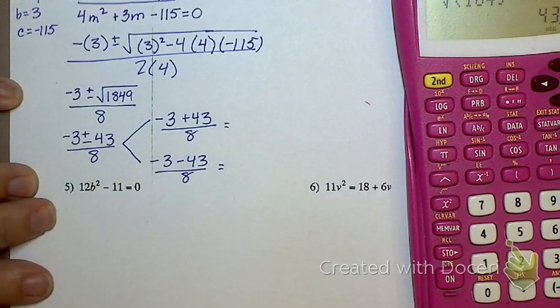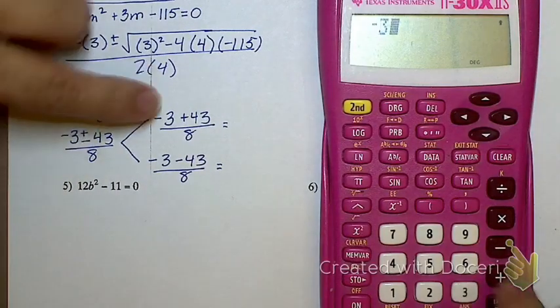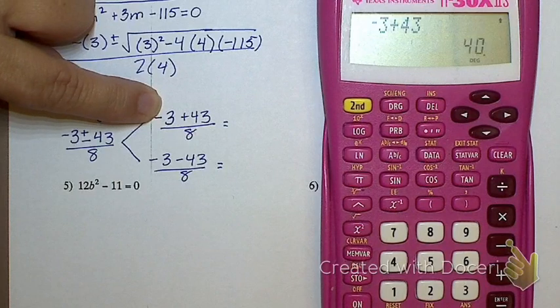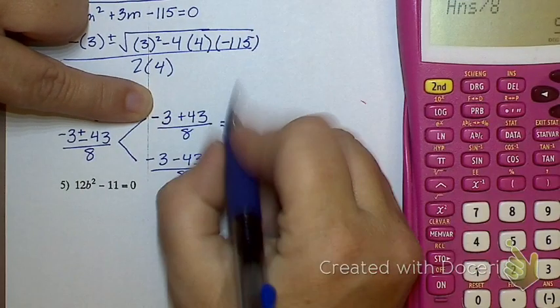I could split it if I wanted to. Or I could split it here. So let's see. Negative 3 plus 43 is what? 40. Divided by 8 is 5. So one of my answers is 5.